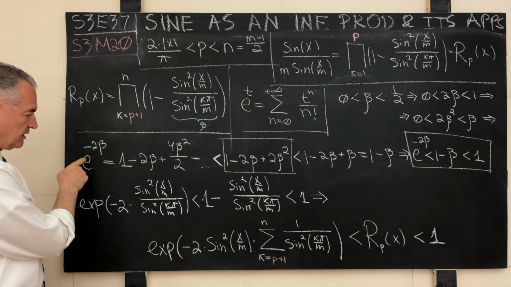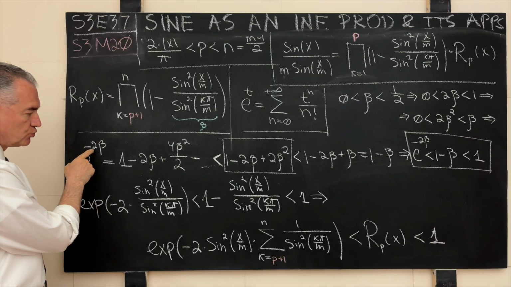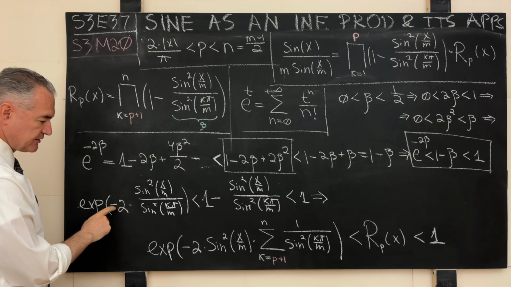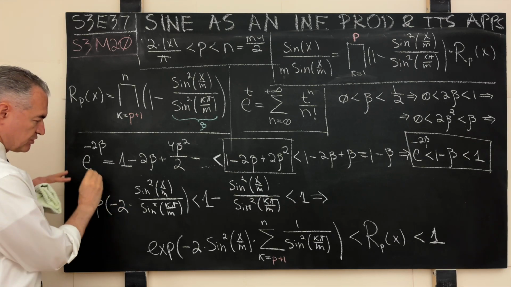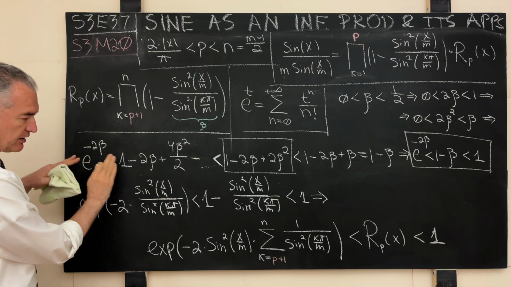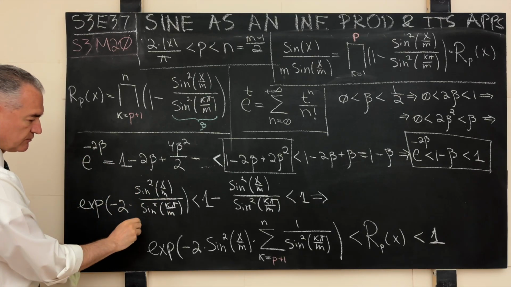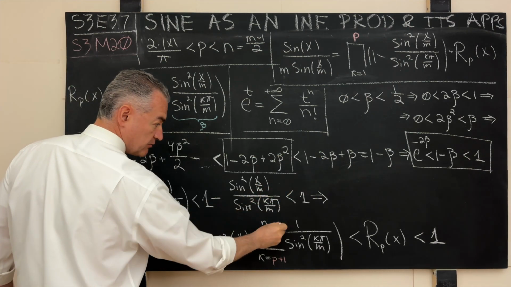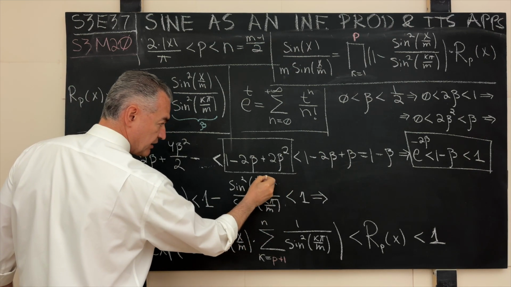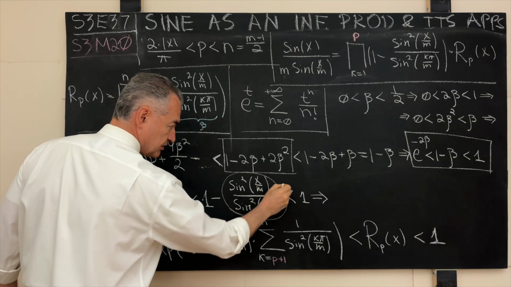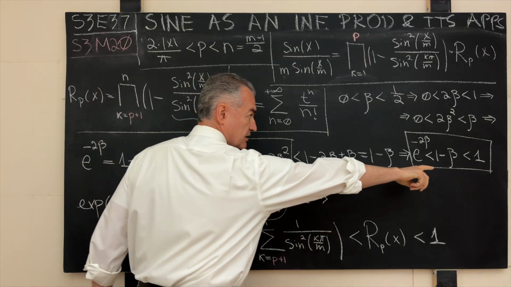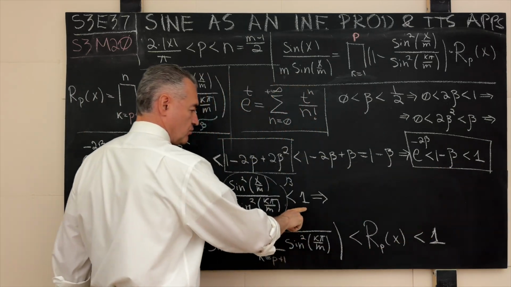Remember, e raised to the power minus 2 times that thing, so the exponent raised to the power minus 2 times this, this should be transparent, jump back and forth from here to here, this is what's going on, times this is less than 1 minus beta. But this is our beta right here, you see, 1 minus beta, and we showed that it's less than 1.